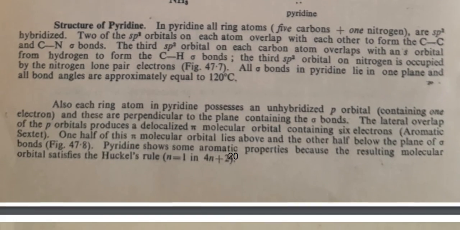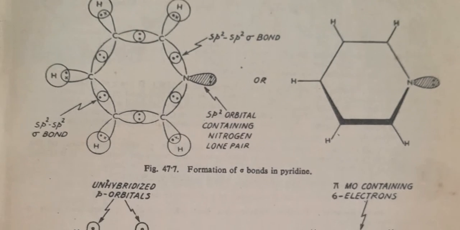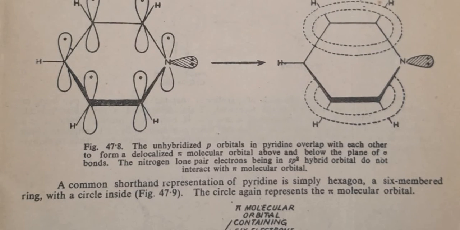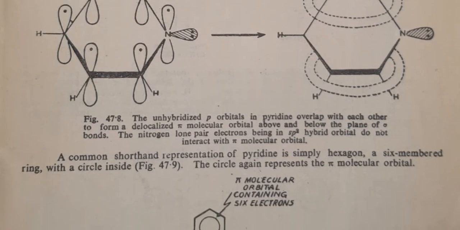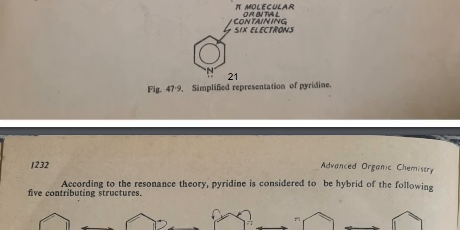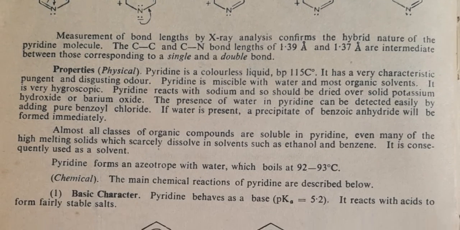Now the structure of pyridine, you can see this is the structure of pyridine. Again, here are the sp2 sigma bonds. Here are the unhybridized p orbitals. You can see the lone pair of electrons is not taking part in the delocalization. So the lone pair is there. This is the resonating form of pyridine.